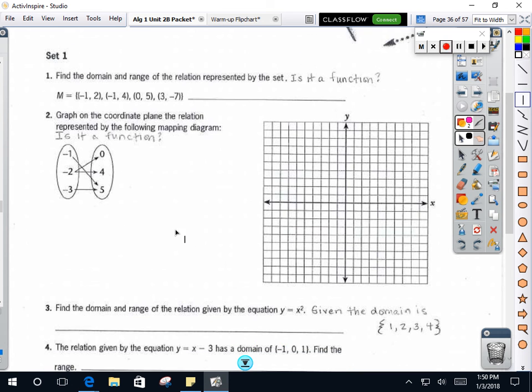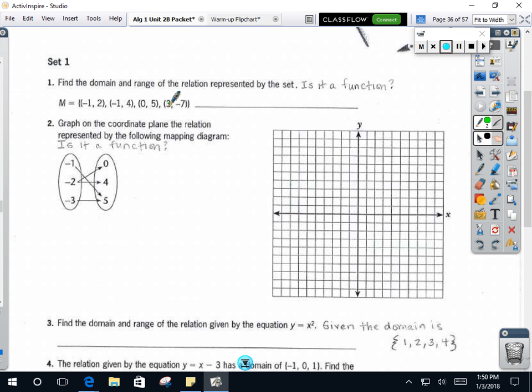Find the domain and range of the relation represented by the set and then determine if it's a function. Okay, so for this relation, because it's a set of ordered pairs, what is the domain?